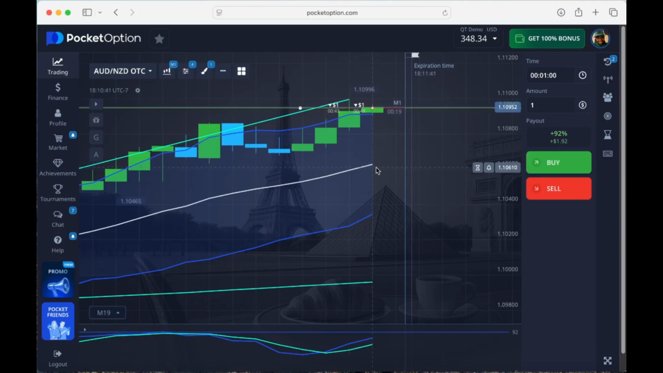And I also recommend, if you're a beginner trader, starting out not going too high on your entries, just so you're not blowing your account too fast.